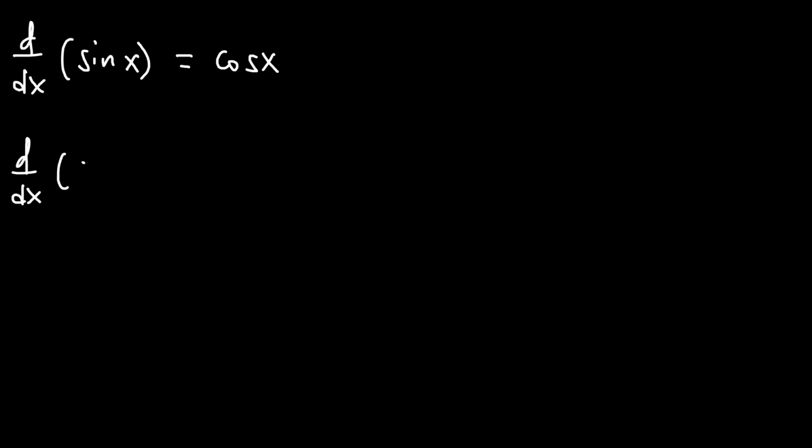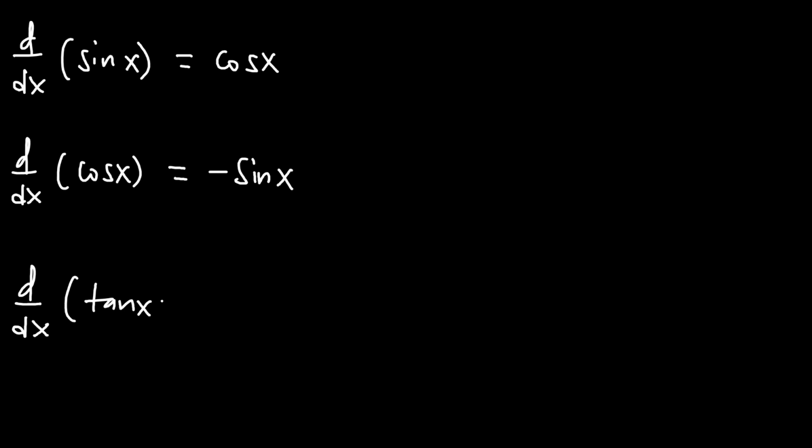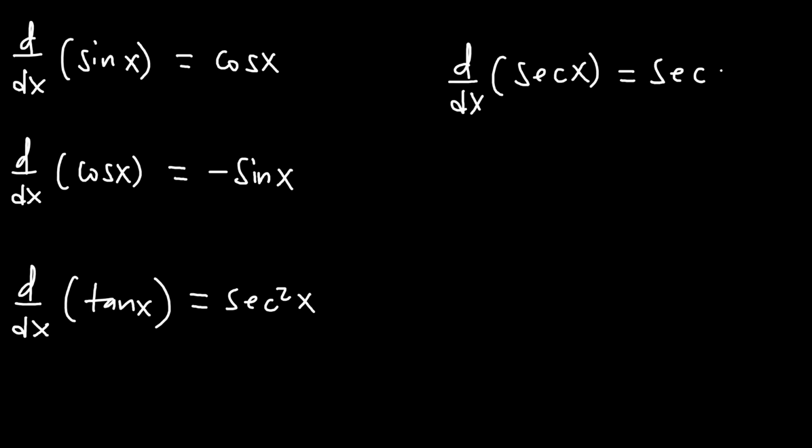Now let's see how we can differentiate trigonometric functions. The derivative of sine x will always be equal to cosine x. And then when you differentiate cosine x, you will get negative sine x. And if you differentiate tangent x, you will get secant squared x. And if you differentiate secant x, you will get secant x tangent x.